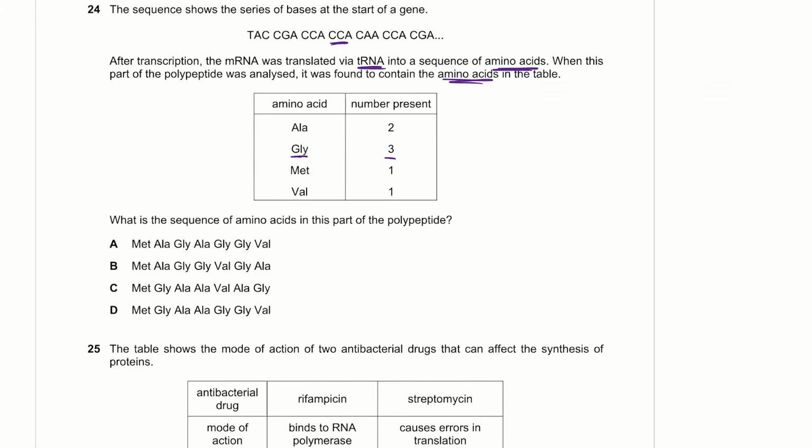Therefore, here we have glycine, which has 3 glycines present. Therefore, it's most likely going to be CCA, CCA, and CCA. And here for alanine, we have 2 present. Therefore, most likely, this is going to be the alanine. Therefore, we could clearly see that B is going to be the correct answer.